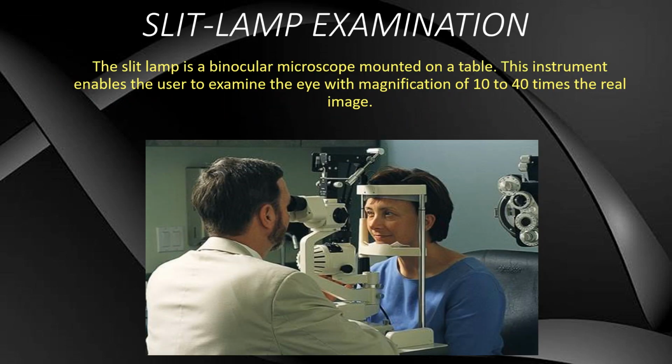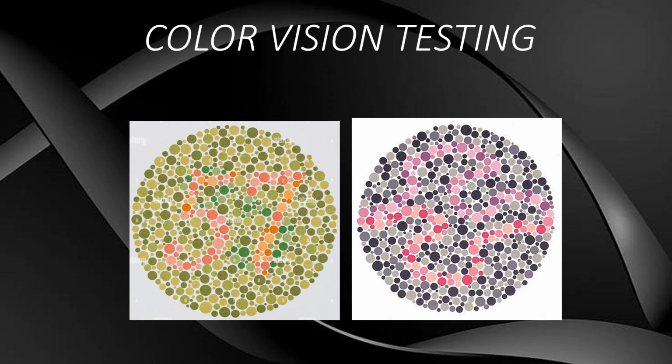Slit lamp examination. The slit lamp is a binocular microscope mounted on a table. This instrument enables the user to examine the eye with a magnification of 10 to 40 times the real image. The illumination can be varied from a broad to a narrow beam of light for different parts of the eye. For example, by varying the width and intensity of the light, and by changing the angle of the light, the anterior chamber can be evaluated. When a handheld contact lens is used with the slit lamp, the angle of the anterior chamber may be examined.